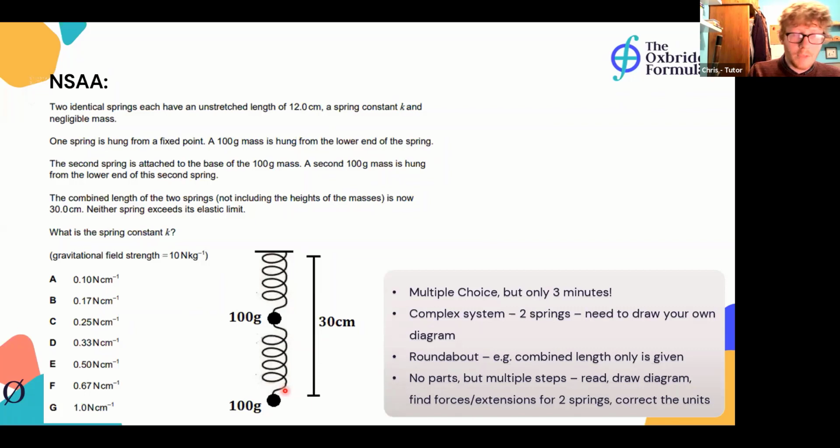So you need to read this passage, figure out what it looks like, draw your diagram, and put on all the information. You need to find the forces in and extensions of 2 separate springs, and then work out the answer. You also need to make sure your units are correct because, for instance, the mass is in grams instead of kilograms, which you might expect. So there are always small details that try to trip you up, and there are always multiple steps to go through.